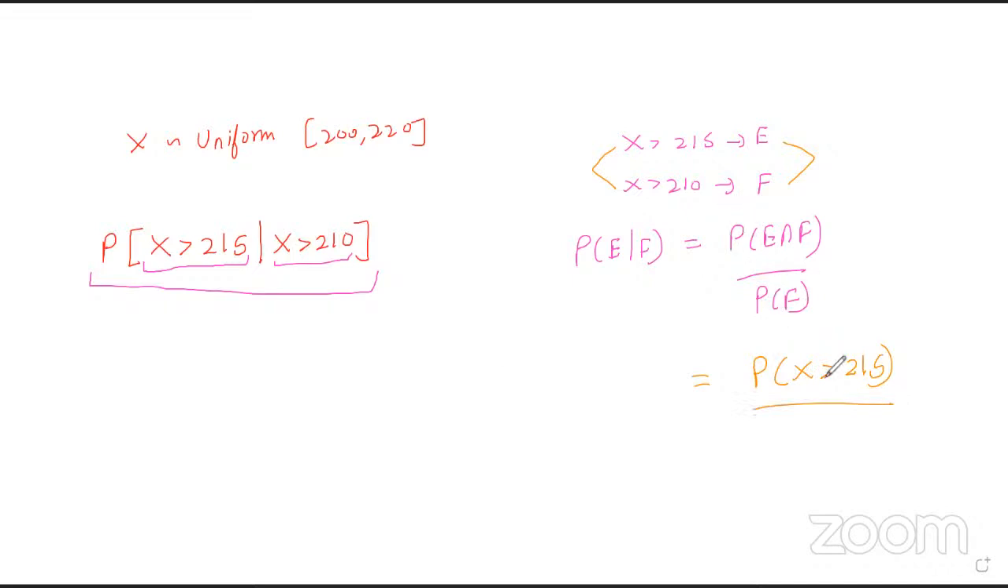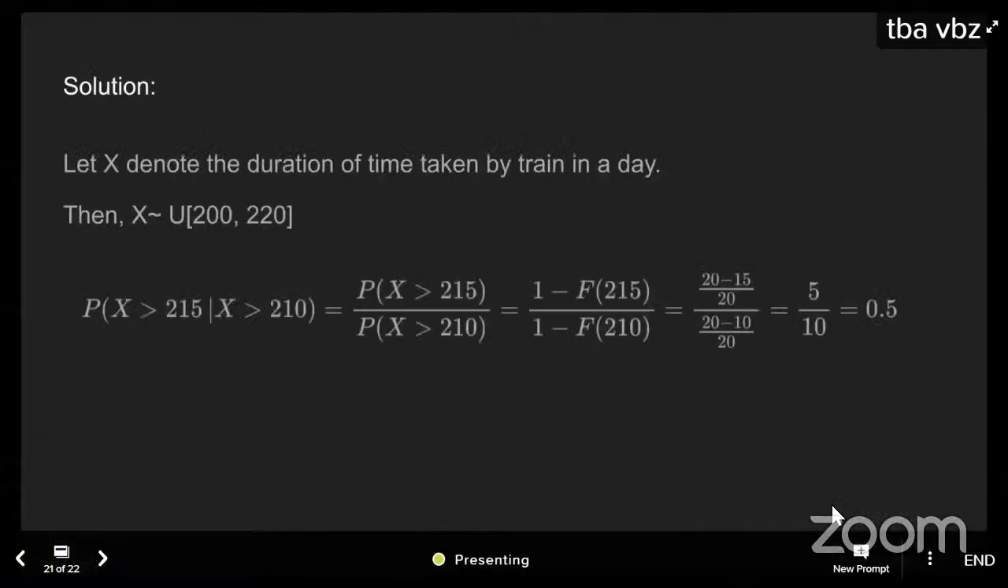And your F is the event x greater than 210. Okay, so for the numerator part, x greater than 215, we can write it as 1 minus CDF at the point 215, right? And using the formula for uniform distribution, you can compute this. Similarly, for the denominator part, you can compute, and plugging in the values, you will obtain your final answer. Clear, right? Or any doubt in this?